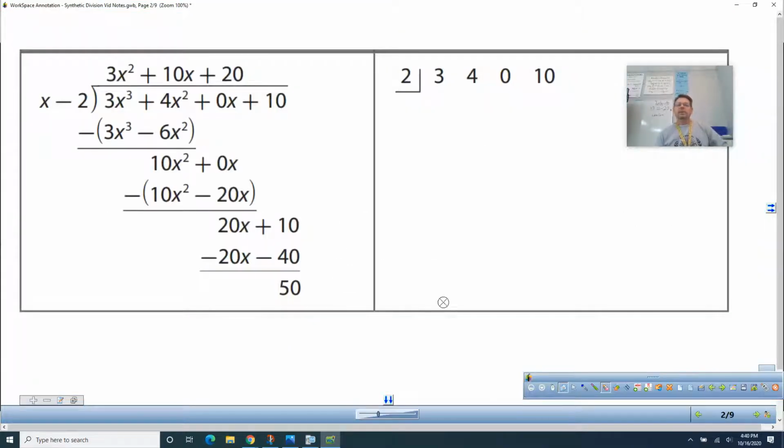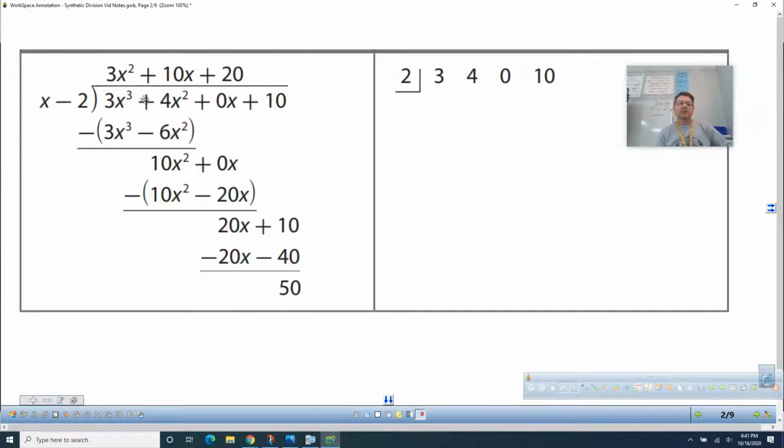First thing here, we did long division, and here's an example of long division on the left hand side. Now, the first thing I wanted to show you is that we were trying to see if x minus 2 was a factor. It is not a factor because it had a remainder of 50. But that's okay. Now we're going to go to synthetic division.